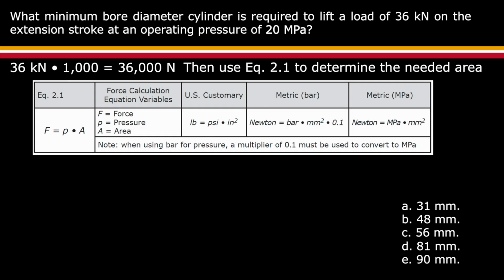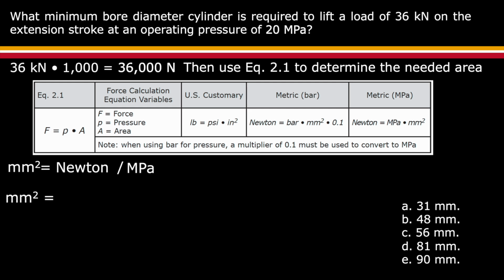Next, use equation 2.1 to determine the area needed. Since the question is utilizing metrics, use the metric equation. Since the equation is solving for force and the area is needed, the equation can be rearranged to solve for area. The equation then becomes area in square millimeters is equal to force in newtons divided by pressure in megapascals.